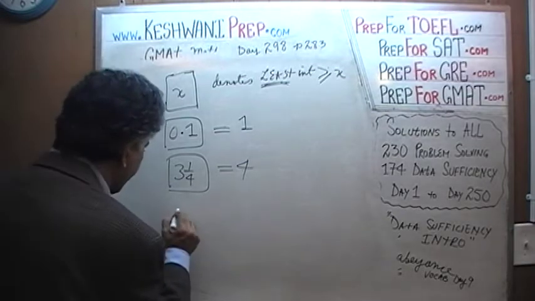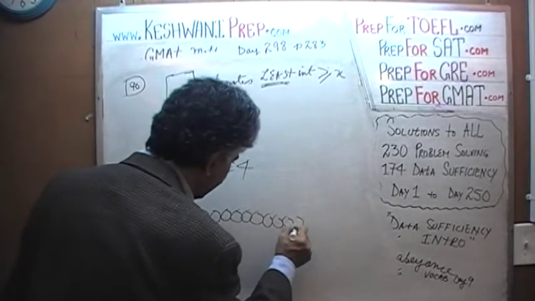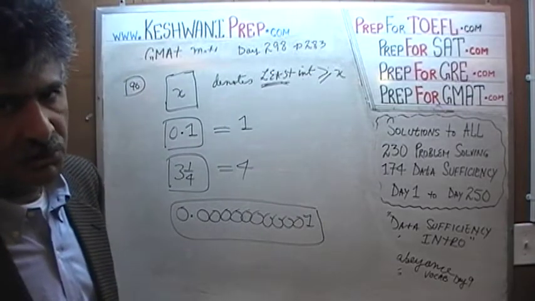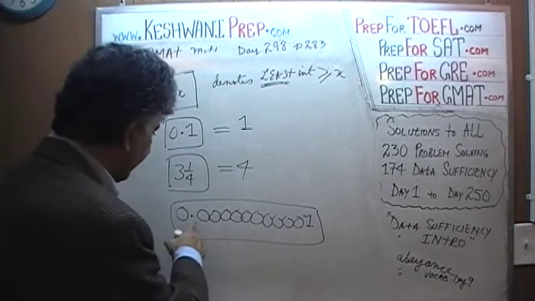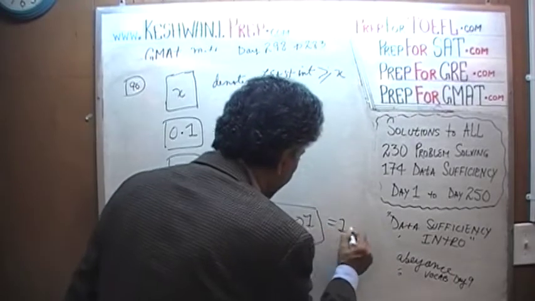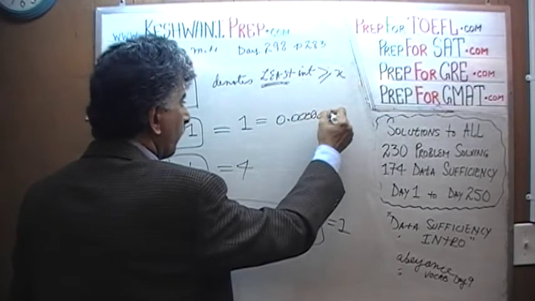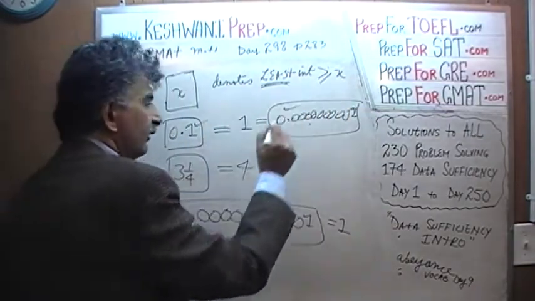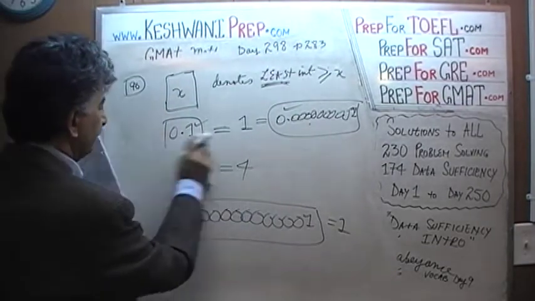Let's do one more. How about this one? 0.00000000001. If it appears in a box, what's the smallest integer that you can think of that is going to be either equal to or greater than this number here? Well, the answer is 1. This is the same as that. These two quantities are equal. Do you understand now? Let's do the problem now.